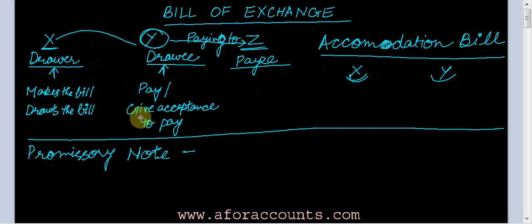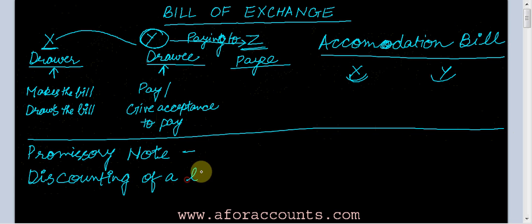It is an instrument in writing. First of all, it should be in writing. It is an undertaking by the maker to pay, that is, a promise to pay constitutes a promissory note. Now second thing, discounting of a bill. What is discounting?